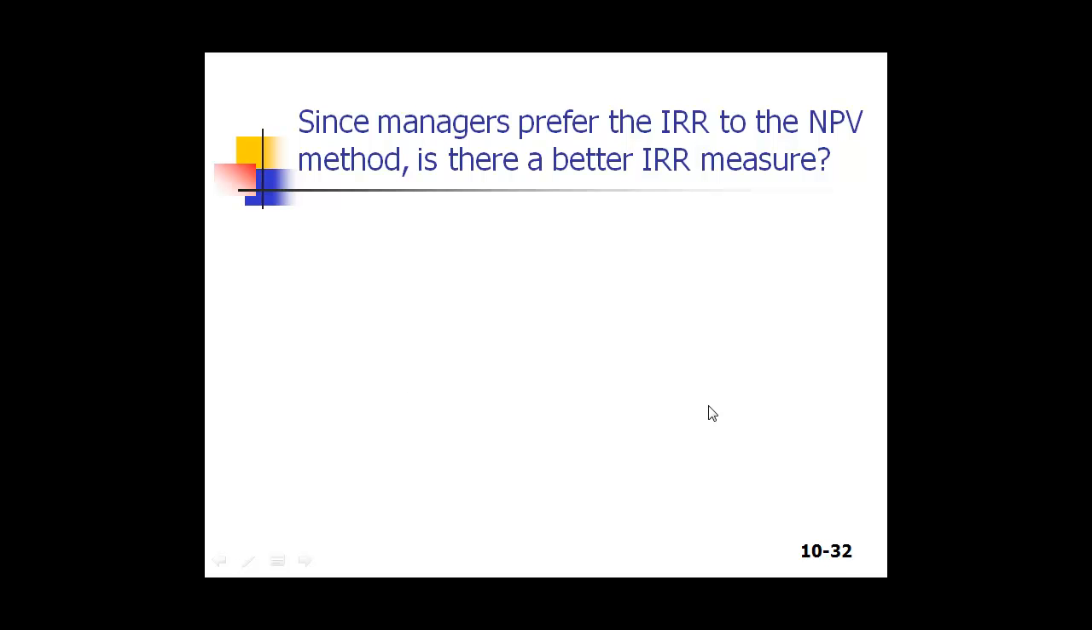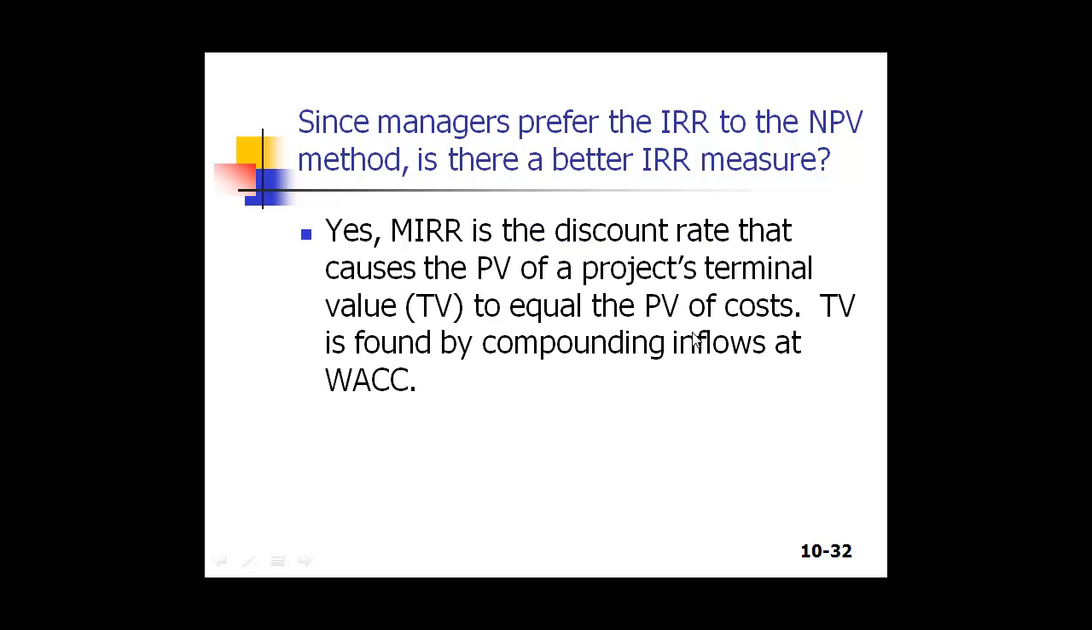Now, how does this method work? I'm going to make a couple of statements, have you sort of memorize these statements, and then we'll use this information. So MIRR is the discount rate that causes the present value of a project's terminal value to equal the present value of costs. What does present value of costs mean?